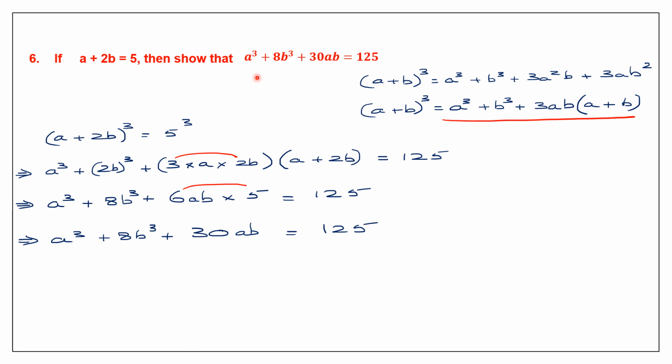So let's look at the question. A cube plus 8b cube plus 30ab. We have that here, a cube plus 8b cube plus 30ab is equal to 125 and we have proved it. We have proved that it is equal to 125.